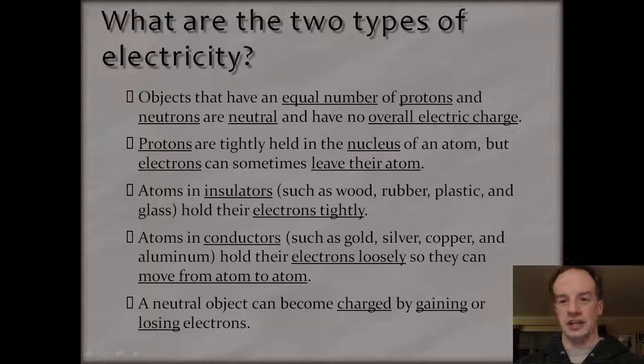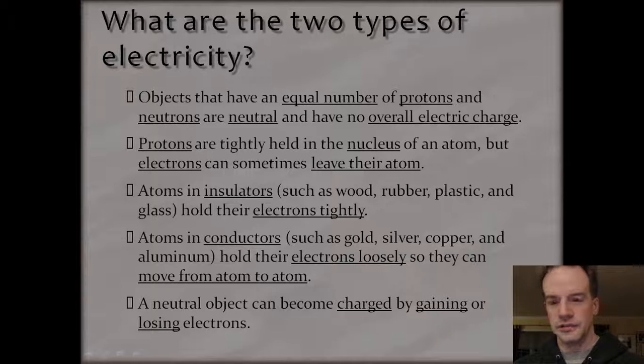What are the two types of electricity? Well, objects that have equal numbers of protons and electrons are neutral, and they have no overall electric charge. Protons are tightly held by the nucleus of an atom, but electrons can sometimes leave their atom, so they're mobile. And we have to know this difference to understand these two types of electricity.